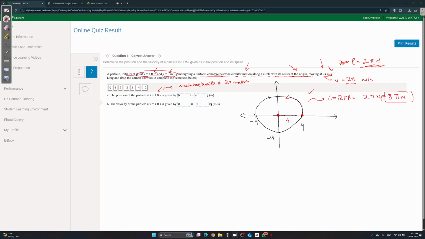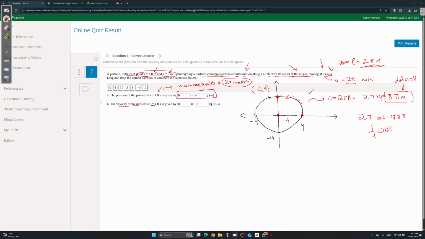So this is the full circle. How much did we travel in the 1 second? 2 pi out of 8 pi. Isn't that a quarter circle? So you reached where? Here. Okay, and what's this point? 0, 4. There you go. How do I know this is 4? Because the radius is 4, so if it's 4 here, then up here it has to be 4.